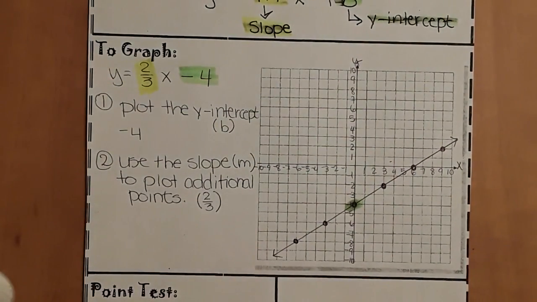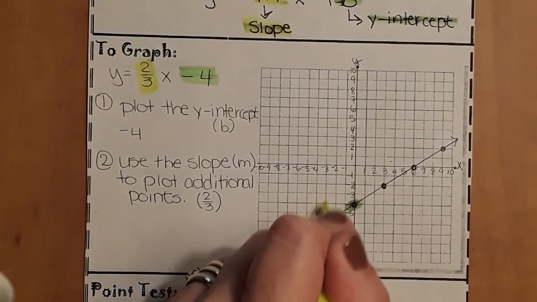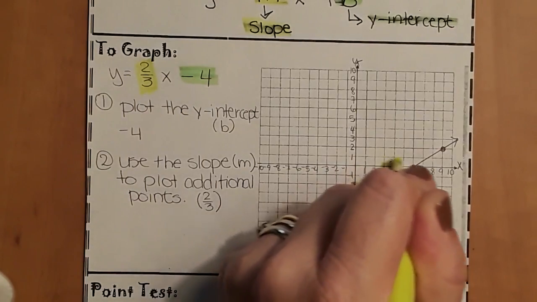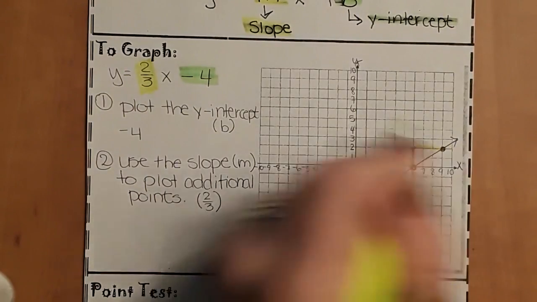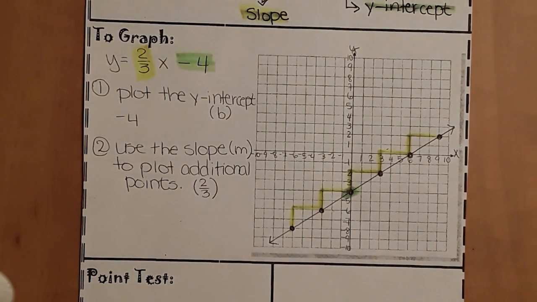Taking your yellow highlighter, let's show our rise of 2 and our run of 3 by creating right triangles. Looks kind of like stairs. Practical application. A contractor or an architect creating blueprints can show a rise over run for a set of stairs if they're going to build stairs in a house or a building.